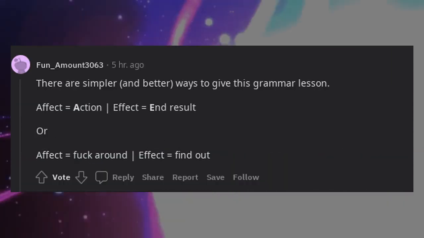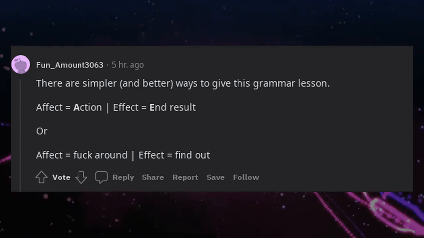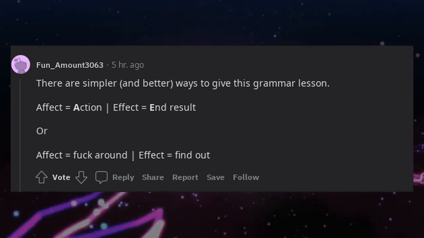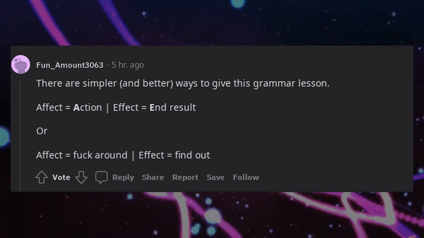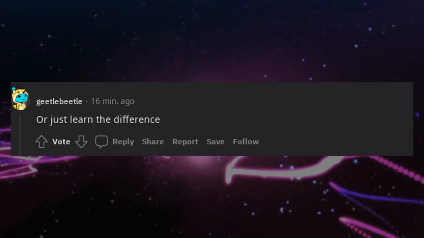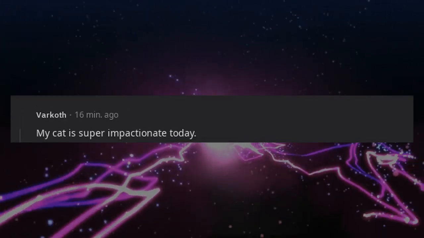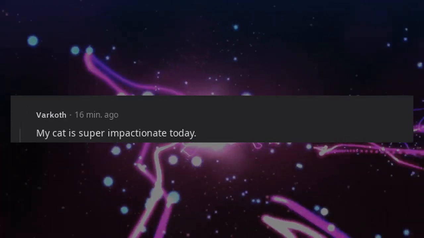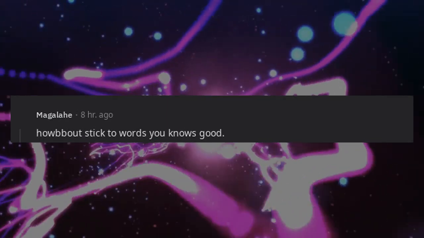There are simpler and better ways to give this grammar lesson. Affect action, effect end result. Or, affect fuck around, effect find out. Or just learn the difference. My cat is super impactionate today. How about stick to words you know's good?